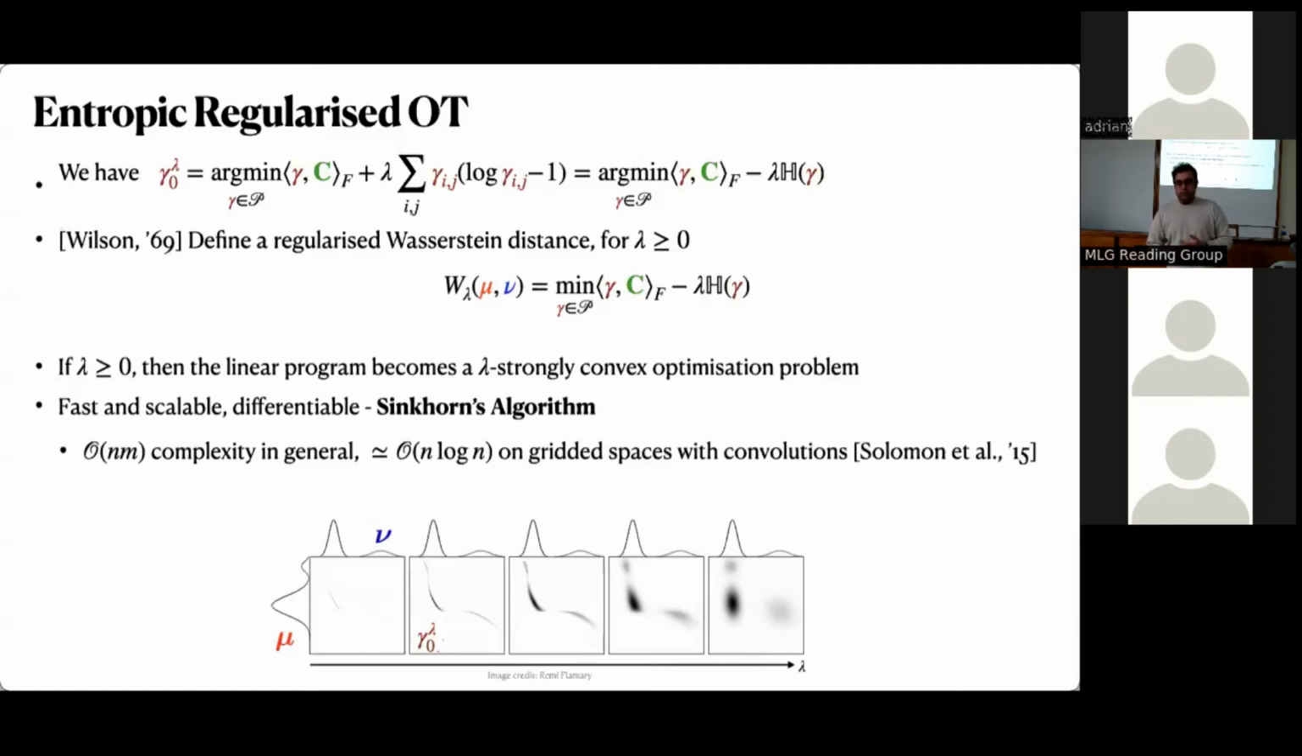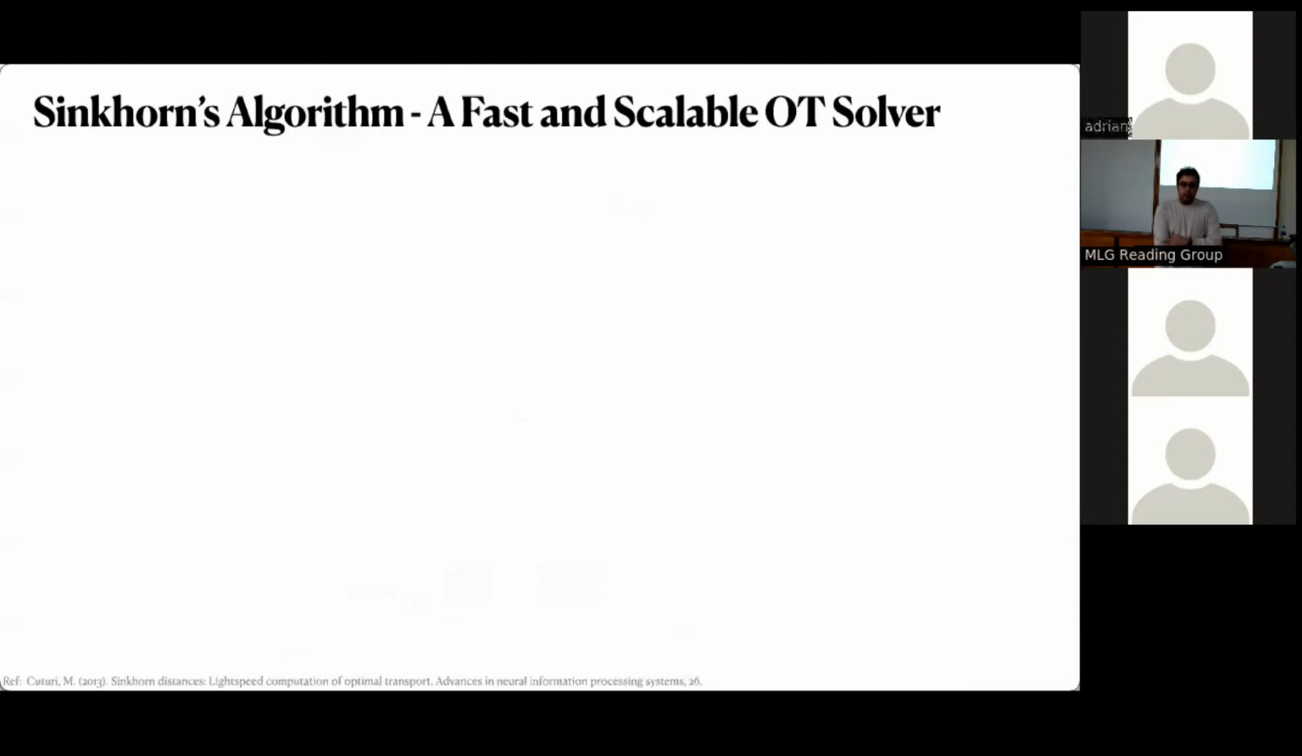And there are ways to improve that if you're using convolutions on specific spaces. And there's been a lot of work in computer graphics to improve this bound, but it's order quadratic in general. This regularized distance also has better statistical convergence compared to the unregularized but exact Wasserstein distance. So I'm going to briefly talk about what this algorithm looks like.